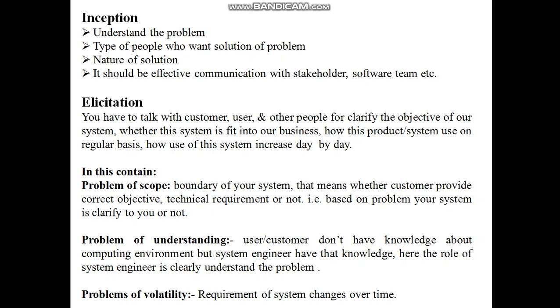The next is the problem of understanding. The user or customer doesn't have knowledge about any computer environment or technical knowledge, but the system engineer has that knowledge. So the system engineer's role is to clearly understand the problem, and what the user or other stakeholders say about the project. The next is the problem of volatility, that is, the requirements of the system change over time.